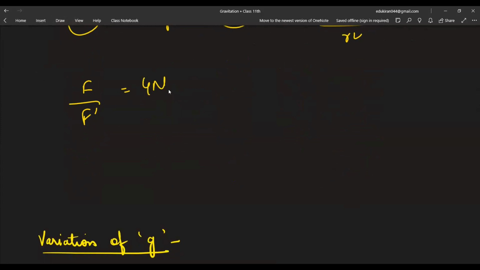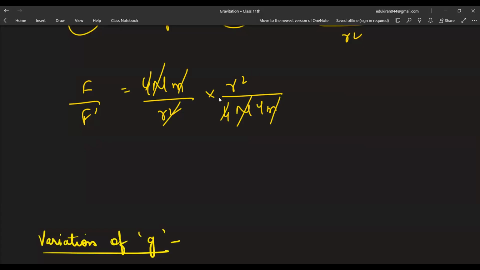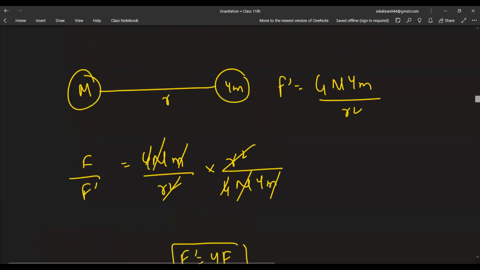Now you take the ratio, so it is F by F dash. So it is G capital M small m by R square into R square by G capital M 4m. m cancels, G cancels, R square cancels. Clearly, F dash is equal to 4F. Okay. Write it.